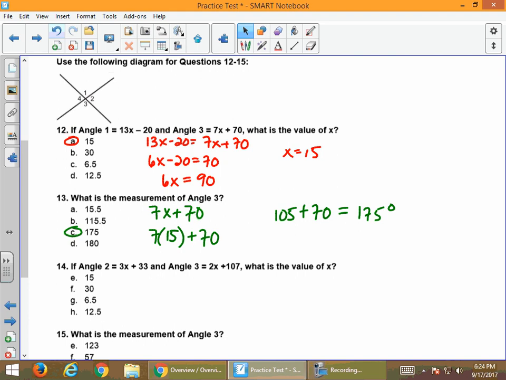And now, as I look at question number 14, this is the one that talks about angle 2 and angle 3, and x is no longer 15. Looking back at this, I wish we would have made this a different variable, like a y or something like that, because I want you to know that we're just using the picture, but we're not using the same x value. So here it says angle 2 is 3x plus 33 and angle 3 is 2x plus 107. Now, these are a linear pair. These are side by side. They are adjacent, which means they're going to add up to 180.